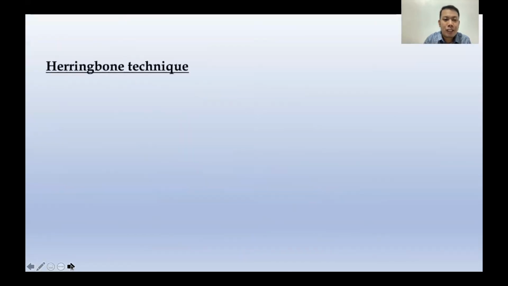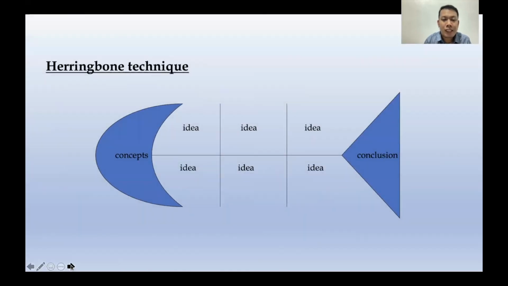So another is herringbone technique. It's like also the first one, the pyramid, no? So you have there the ideas of your students, no? And then based from the ideas that they have formulated, they have to write the concepts. And then at the end of it is to form the conclusion based on the ideas and concepts that they have made.